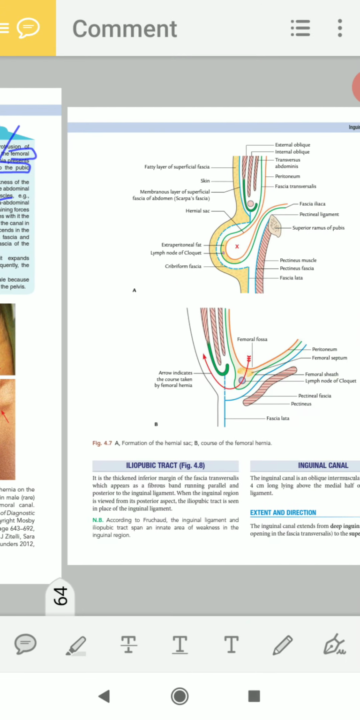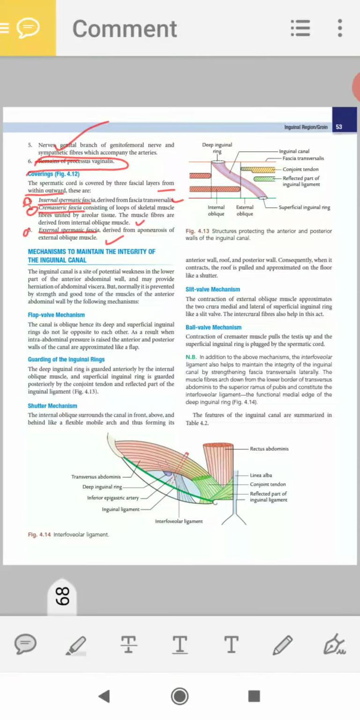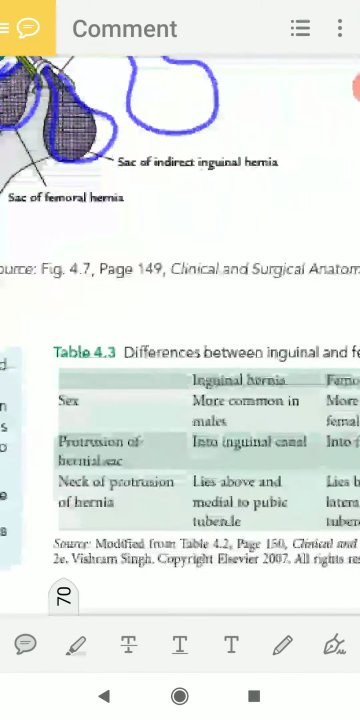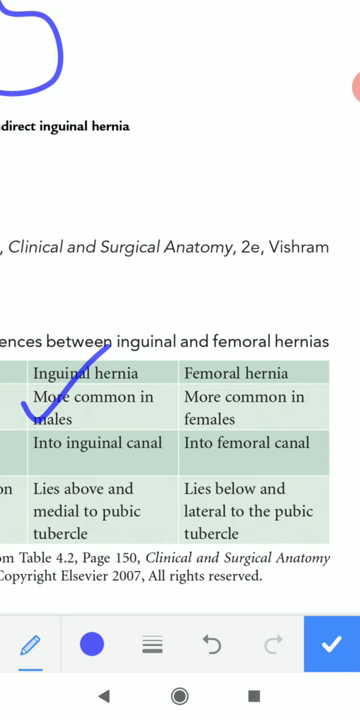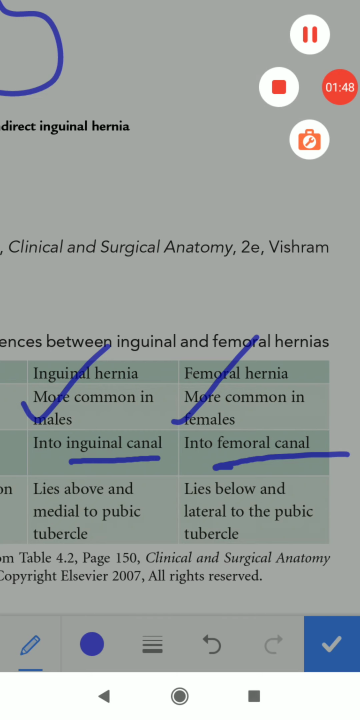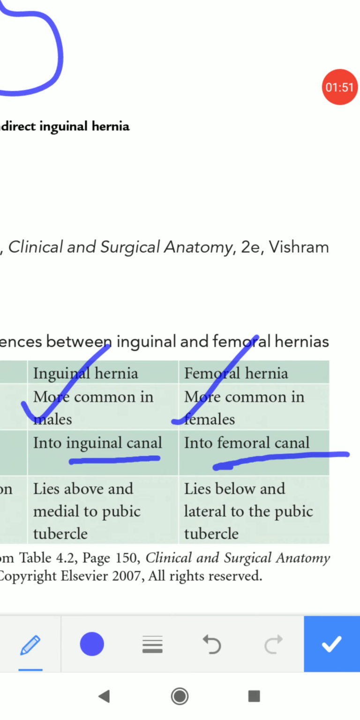If we compare with the inguinal hernia, it would be easier to remember. So this is the difference between the inguinal hernia and femoral hernia. Inguinal occurs more in the male, femoral occurs in the female. Inguinal hernia occurs in the inguinal canal, and femoral hernia occurs through the femoral canal. And the most important differentiating point, which we use clinically more frequently, is the site. The inguinal hernia is located above and medial to the pubic tubercle, but the femoral hernia is located below and lateral to the pubic tubercle.